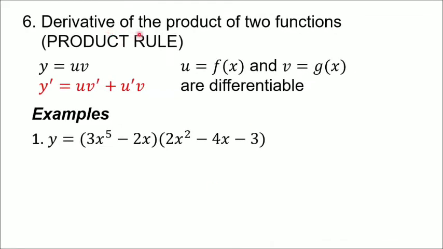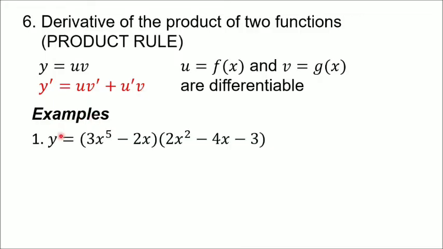Number 6. The derivative of the product of two functions. Okay, this is very known as the product rule. We have here the formula. Y equals U times V. Our U here is a function of X. V is also a function of X. And U and V must be differentiable, meaning we can get the derivatives of each of the U and V. Then the derivative of this product is just equal to U times the derivative of V plus derivative of U times V. So, that's all.